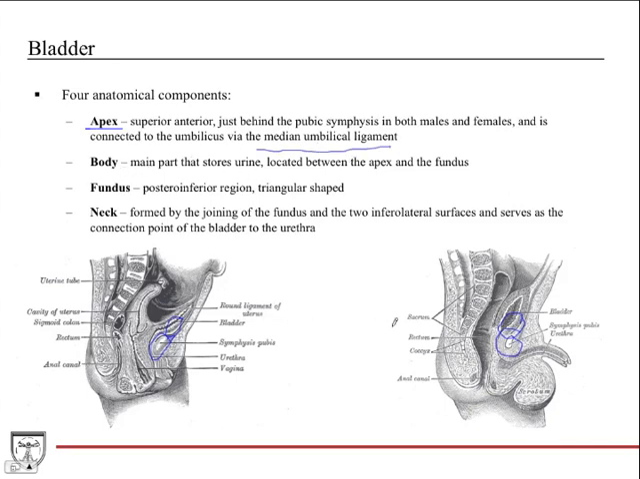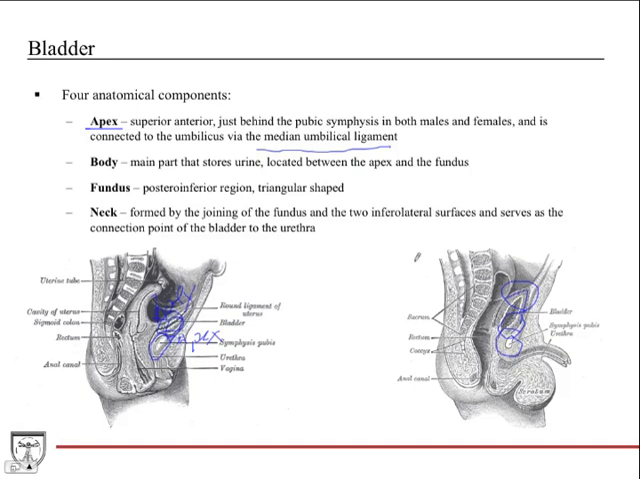The body of the bladder is the main part of the bladder, this large region here, and that's the main part that stores the urine. It's located between the apex and the fundus, so the apex down here, and then the body here. Okay, the fundus is the posterior inferior region. It's a triangular shape. So the fundus is this pointed triangle shaped region at the top, where the peritoneum drapes over the fundus of the bladder.